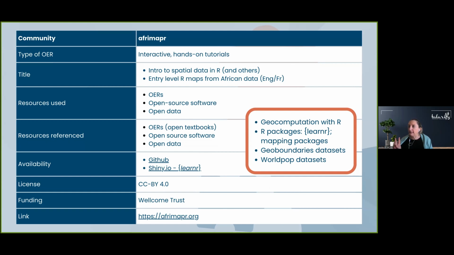As I said, these two tutorials are available on GitHub and on shinyapps.io. They're published under Creative Commons licenses. They were funded by the Wellcome Trust, and they're also linked off the website of AfriMapR. Even though AfriMapR is no longer funded and is not an active project, the resources are still available and people can still use them.